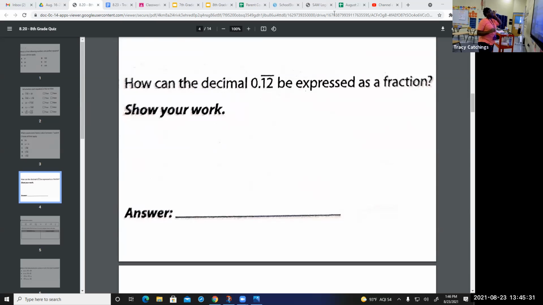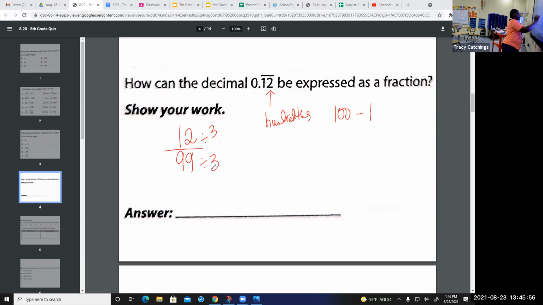Number 4. It says, how can a decimal 0.12 repeat be expressed as a fraction? On last week, we learned that you look at the last decimal place. This last decimal place is the hundreds. And then after we find that place, we will take away 1 from that place. So 100 minus 1 will be 99. The digits that repeat will then be the numerator. And then, of course, we simplify. 12 and 99, I can clearly see that they both can be divided by 3. 12 divided by 3 is 4. 99 divided by 3 is 33. So you should have came up with 4/33.